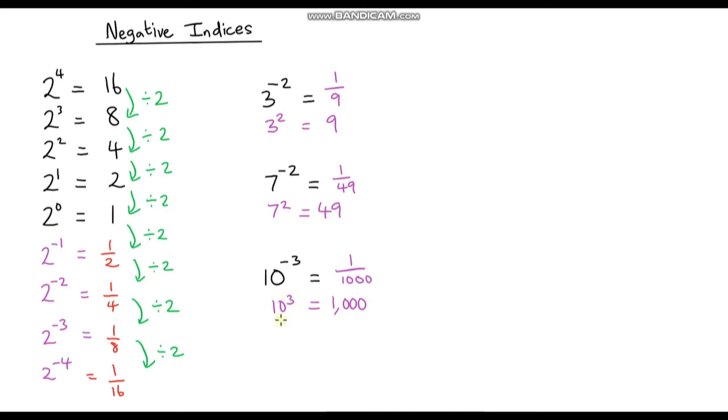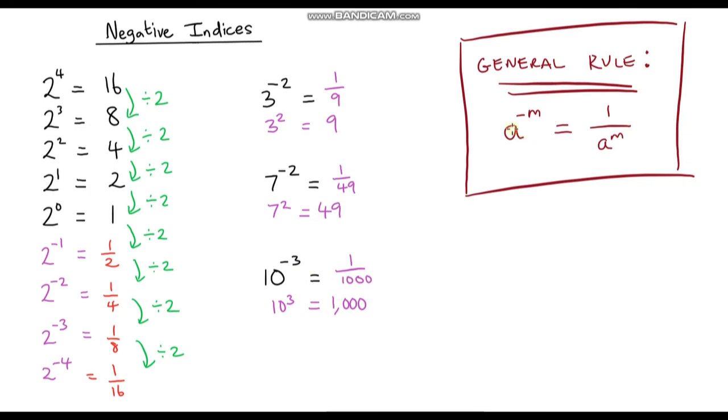Now hopefully you can spot the relationship between the positive and the negative powers. When we raise something to a positive power, we just get the answer. Then when we change the power to a negative, it's exactly the same answer, but we always put 1 over that answer. So whenever we raise something to a negative power, that's always 1 over that same number raised to the positive power.